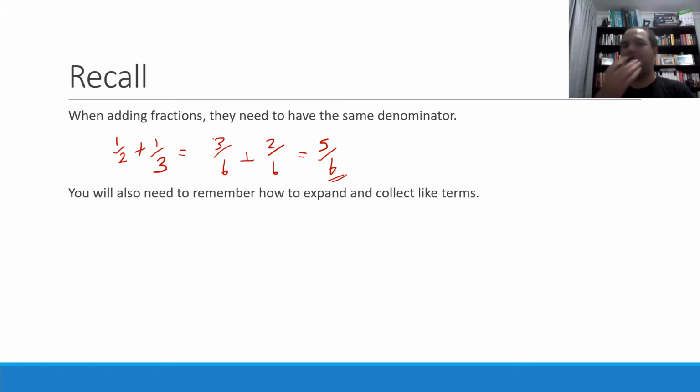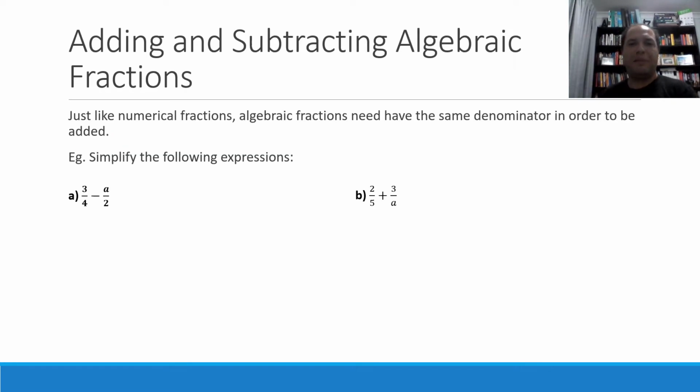We'll be using a similar principle when working with algebraic fractions. You'll also need to remember how to expand and collect like terms. So expanding something like this we'll be using in this lesson too. Alright, so just like numerical fractions, algebraic fractions need to have the same denominator in order to be added or subtracted. So in a simple example like this first one, we've got 3 on 4 minus a on 2.